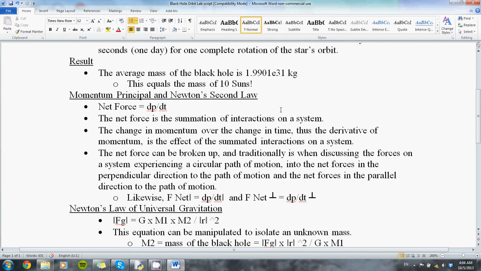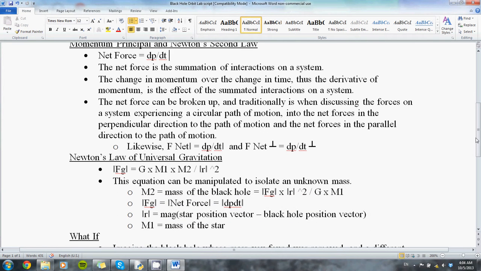The net force can be broken up into the net force in the perpendicular direction to the path of motion and the net force in the parallel direction to the path of motion. Likewise, the net force in the parallel direction is equivalent to dp/dt in the parallel direction, and F net perpendicular is equivalent to dp/dt in the perpendicular direction.